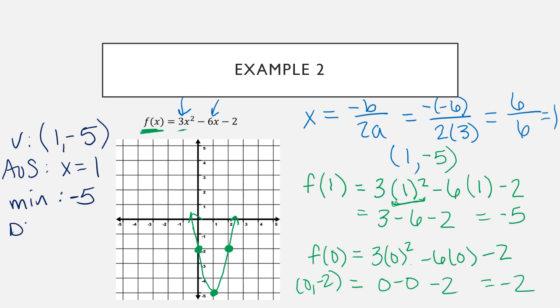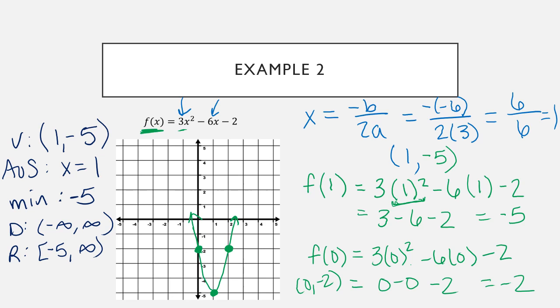The domain is still, as you'll notice, all of these are negative infinity to positive infinity because it's all real numbers. We're not making them go left and right yet. That's coming, but not yet. All right, the range this time is going to be from -5 to infinity.